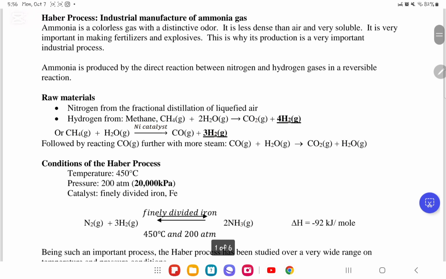Now, the Haber process, we're going to discuss the Haber process in detail. Haber process is the industrial manufacture of ammonia gas. What is ammonia? Ammonia is a colorless gas with distinctive odor. All right? No color, but it has a strong odor. It's less dense than air, meaning it will float above the air, and very soluble. So if we put it in an aqueous solution or in a solution, it will dissolve. It's soluble, basically. Ammonia is very important to make fertilizers for the plants, and explosives to explode. This is why its production is a very important industrial process.